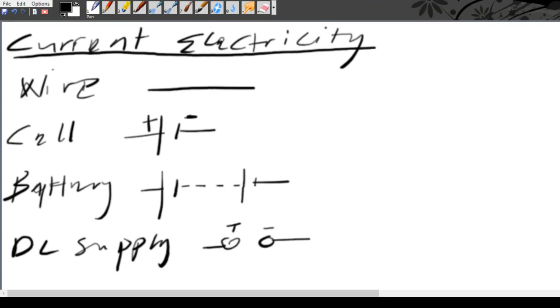So the DC supply supplies electrical energy, and DC stands for direct current. So for DC, that means current always moves in one direction. Let us look at AC supply, which is alternating current.